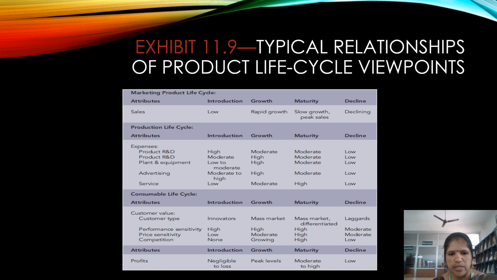Then attributes under the consumer life cycle. The introduction is high or low. Then growth will be high, moderate and growing. Then maturity is high, decline will be low. Attribute comes under the introduction, growth, maturity. Under profit, it may be loss, weak, moderate, low.